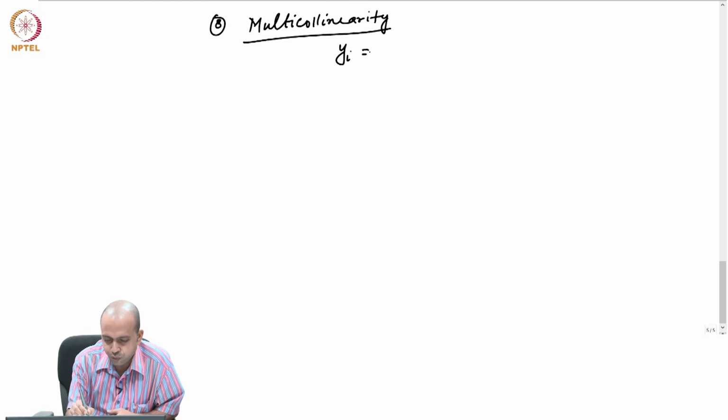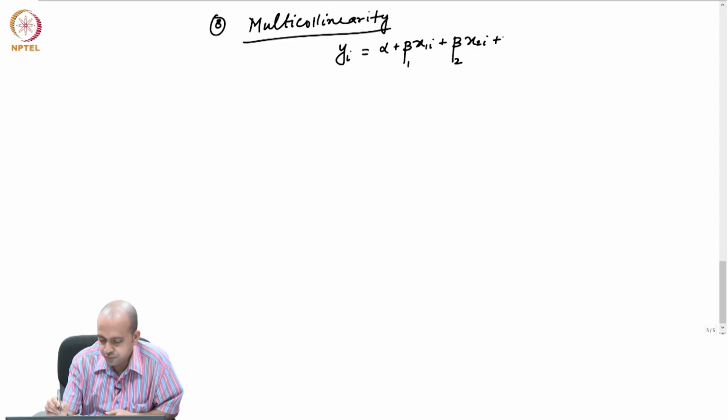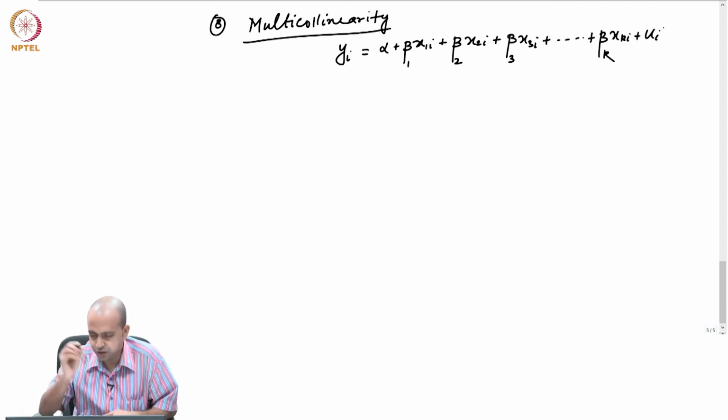Let's say our model is yi equals alpha plus beta 1 x1i plus beta 2 x2i plus beta 3 x3i plus beta k xki plus ui.